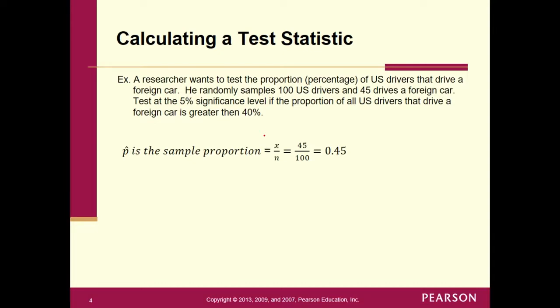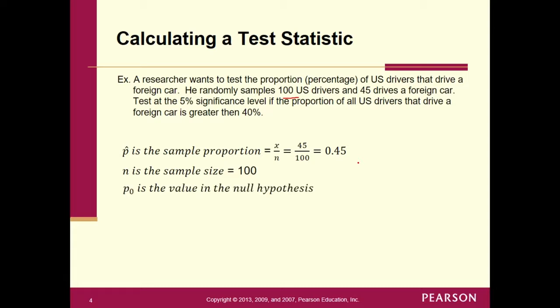p hat is x over n. x is the number of successes. How many successes do we have? We have 45 people that drive a foreign car. That's what's being defined as a success here. And how many do we have? 45 out of a sample of 100, so there's n. So we got 0.45, or 45%, of the sample drives a foreign car. And obviously n is 100, we've already said that one.